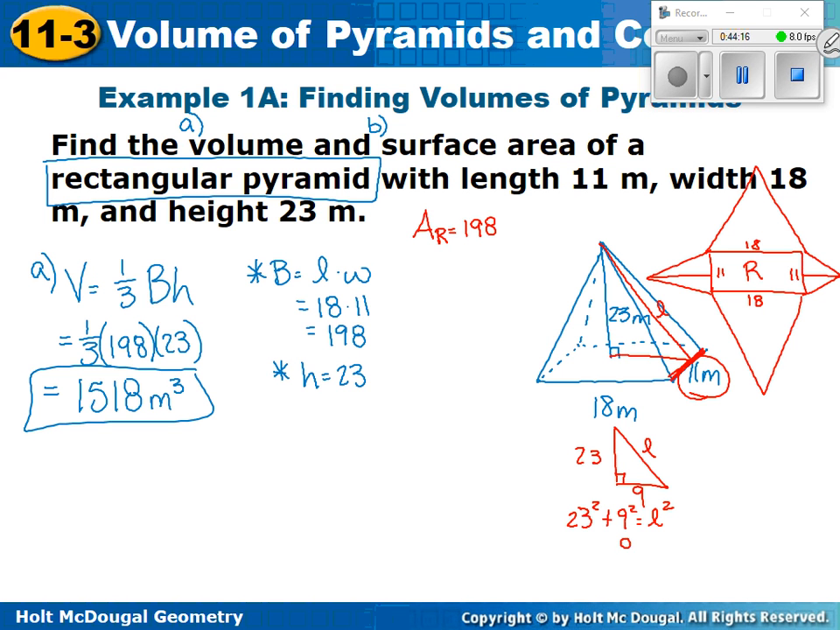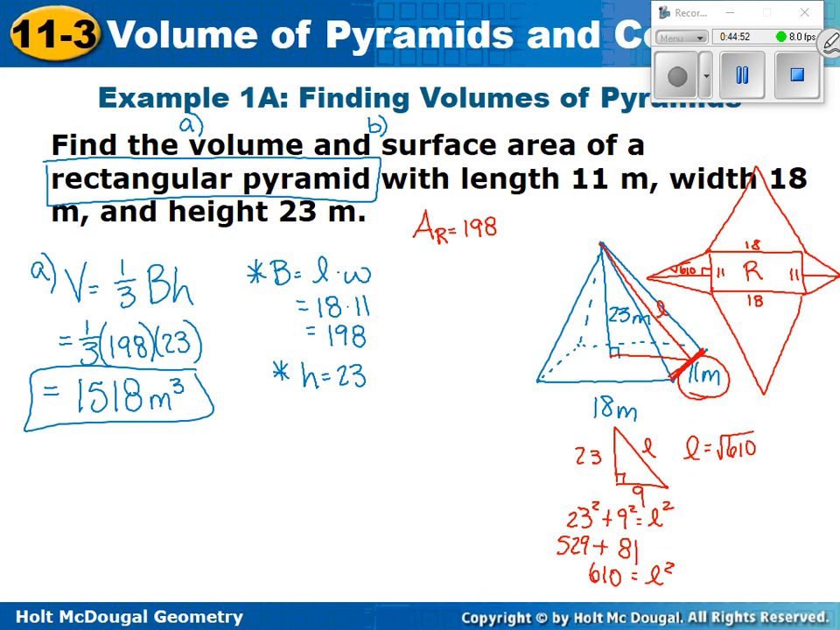I know 9 squared is 81, but I don't know 23 squared. A little louder, Hallie. 529. So add that to 81 and we end up with 610. Okay, so 610 equals L squared, which means L is equal to the square root of 610. That's the height of the actual triangle here, the slant height on that side of the rectangular pyramid.